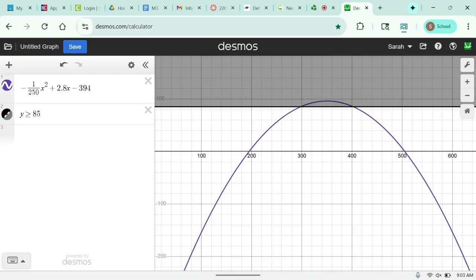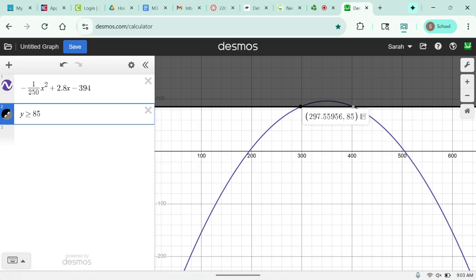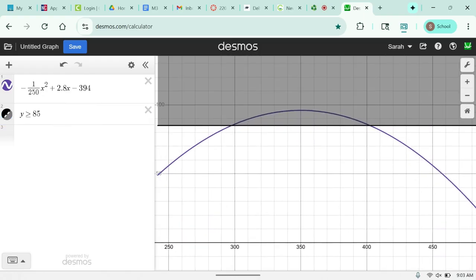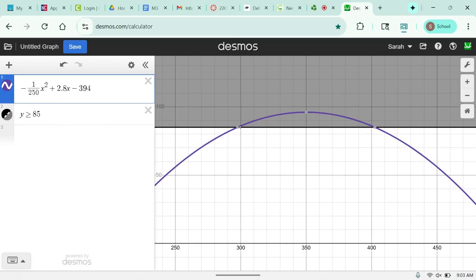So if I zoom in and look at my graph, my points of intersect are here and here. And it's a very small window of where it falls. Okay. So if I round, this will be about 298 and 402.